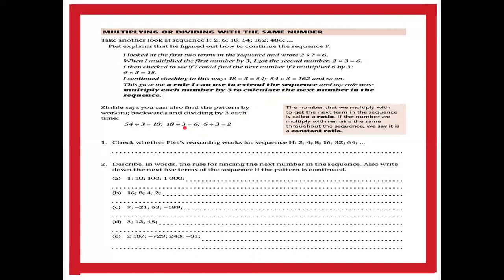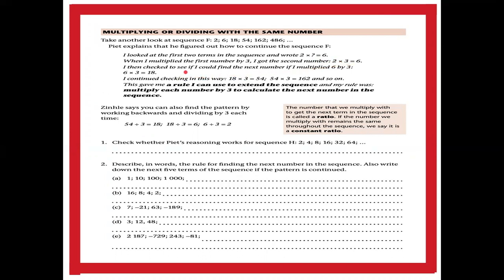Multiplying or dividing with the same number. Take another look at the sequence f. So we have 2, 6, 18, 54, 162, and 486. Pete explains that he figured out how to continue the sequence f. I looked at the first 2 terms in the sequence and wrote 2 times what is equal to 6. When I multiplied the first number by 3, I got the second number. So 2 times 3 is equal to 6.